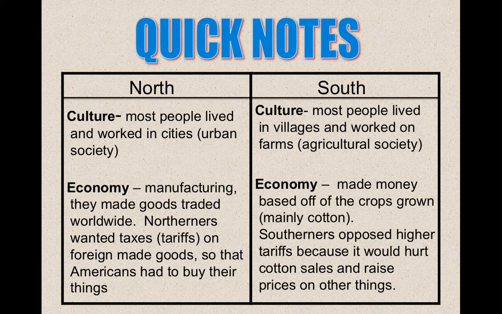The Southerners don't want tariffs because it hurts their ability to sell cotton and it raises prices on other items. So the Northerners want tariffs because they want Americans buying American-made products. They want American people living all over the country to buy American goods, and the best way to do that is to raise the price on goods coming in from everywhere else. The Southerners don't want tariffs. They don't want taxes being put on goods coming into the country from other countries.